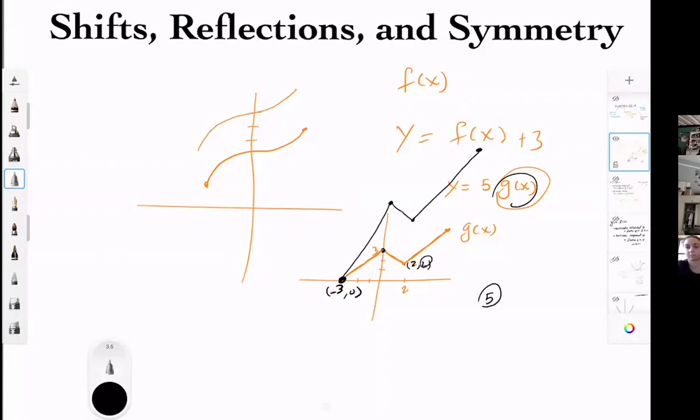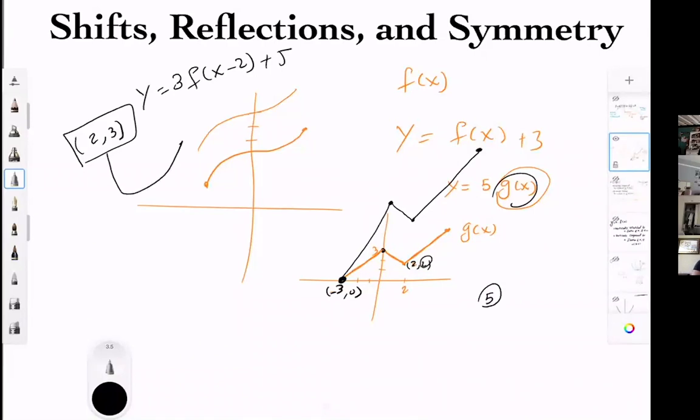Or I give you a point, 2 and 3, and ask you where this point will go if I make it 3 f of x minus 2 plus 5. If 2 and 3 is on the graph of f of x, where will that point go after those transformations? Did it confuse you? A little bit. That's good.